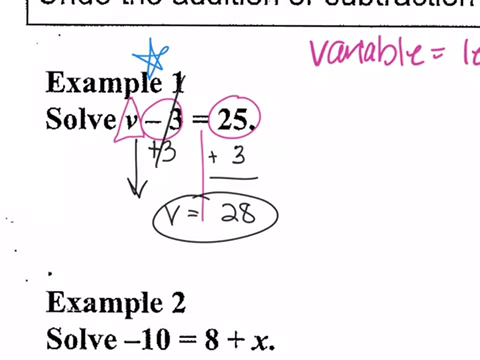Does it matter what side everything's on? Like, if the V's on this side or the V's on that side, are they swapped? Does that matter? It won't matter. You'll solve it the same way, but some people like to rewrite it so the variable's always on this side.